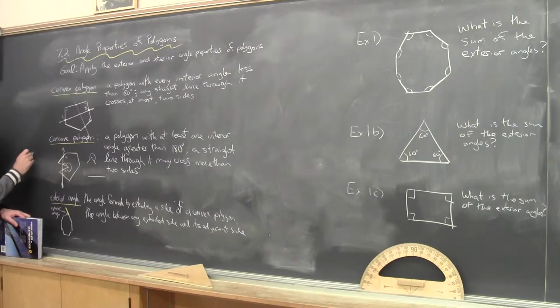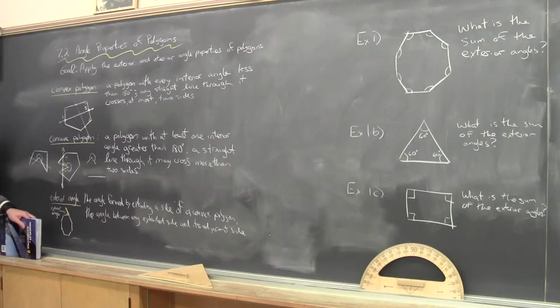So another example would be something like this. Okay? That angle there is greater than 180. Okay? And then of course I could draw a line straight through here, which would cross 4 points. Okay, any questions there? All right. Whenever you see sort of a mouth opening, you know it's going to be concave.